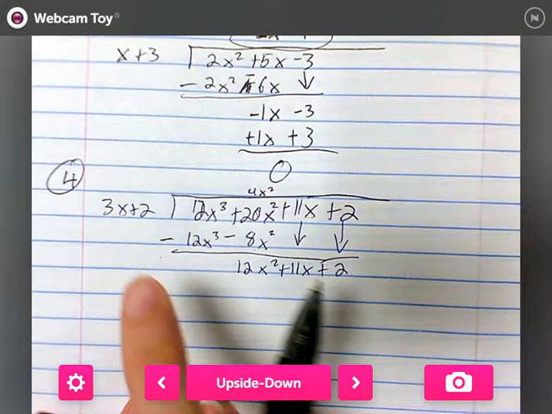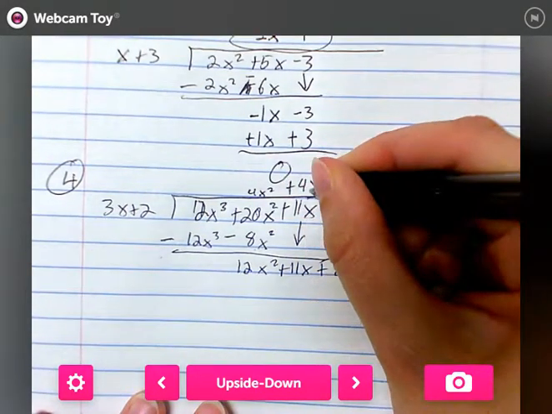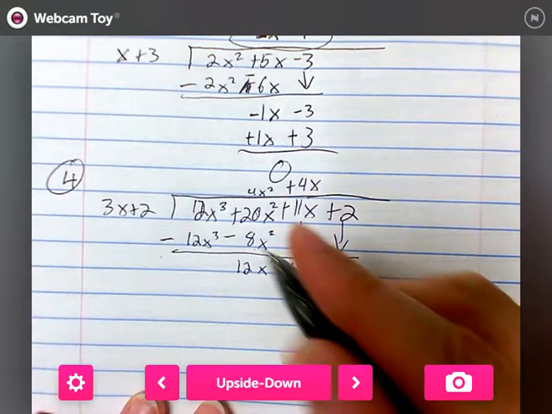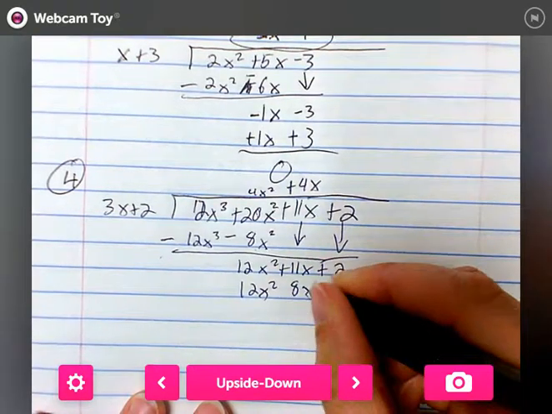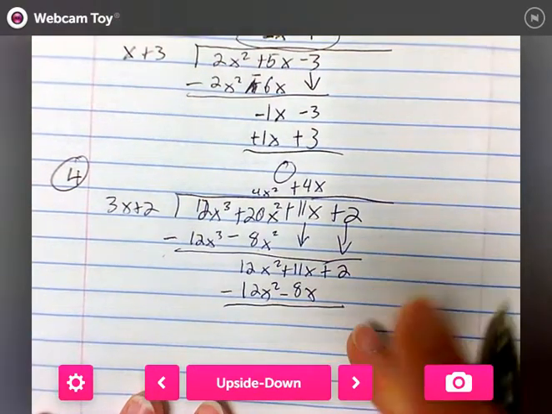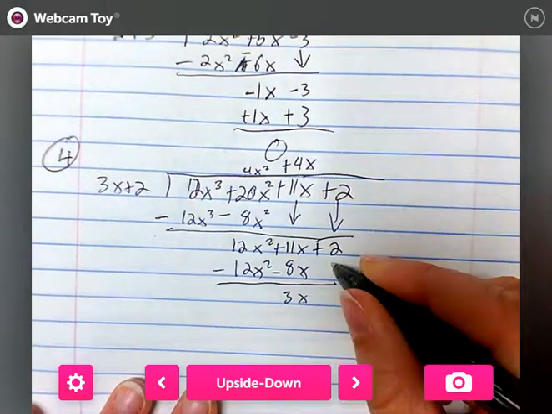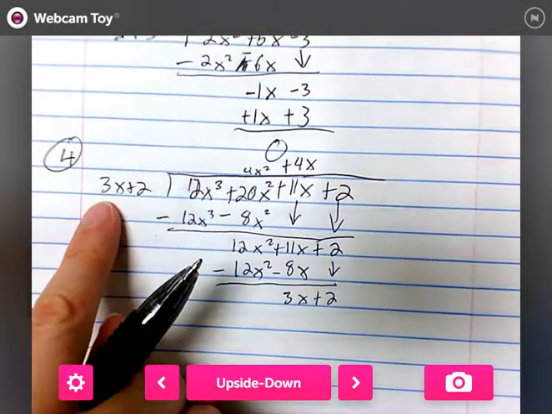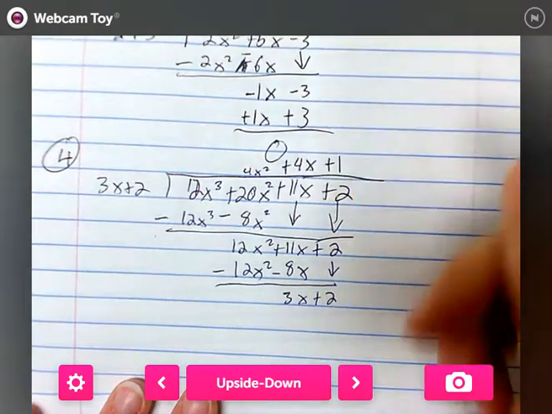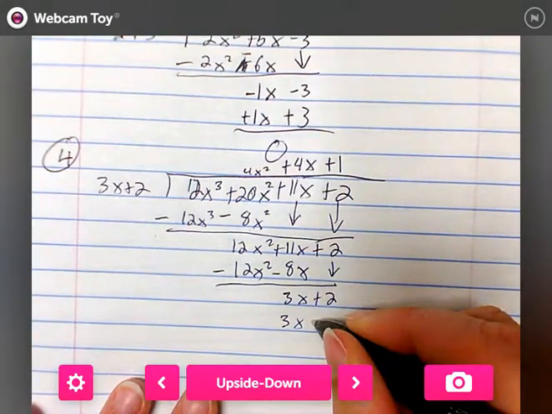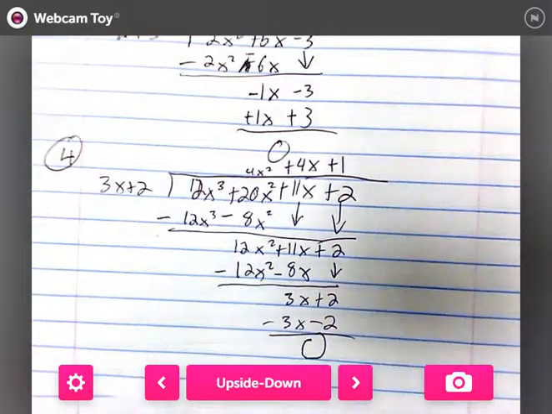Okay. 3x times what gives me 12x squared? 4x times 3x gives me 12x squared. 4x times 2 gives me 8x. I change my signs. 11 minus 8 is 3x. Going to bring down my 2. Oh, 3x times what gives me 3x? 1. 1 times 3x gives me 3x. We change our signs, and I get 0. Okay.